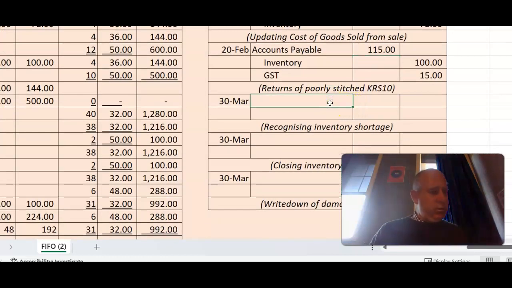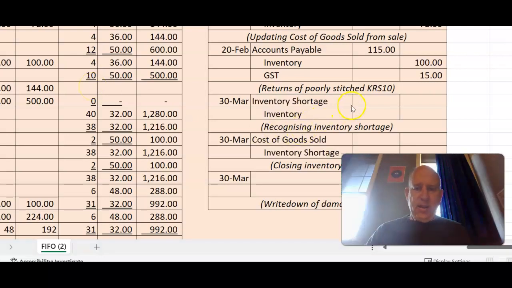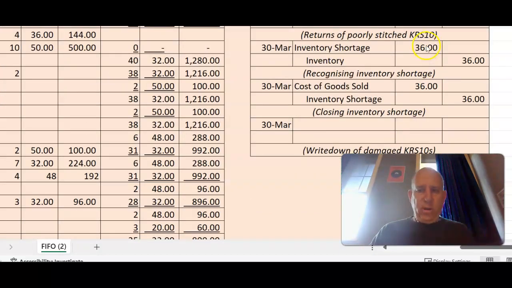The inventory shortage, again check out that page 167, and the amount here is going to be, they were worth $32, so it's going to be 32 minus 20 times 3. Let's put some brackets in. And the last one, the write down. No, my apologies. This one is at 96. The write down is the 36.